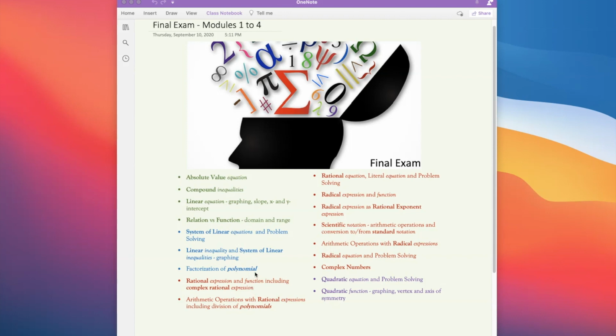That's the polynomial, the rational expression, radical expression, and a special type of polynomial. That's the quadratic expression with degree 2. And with these expressions, we're going to deal with functions of each one of those, and also equations, solving equations with problem solving.